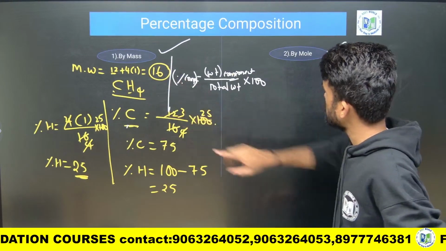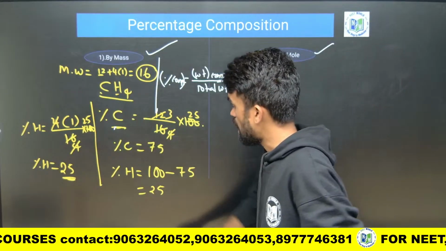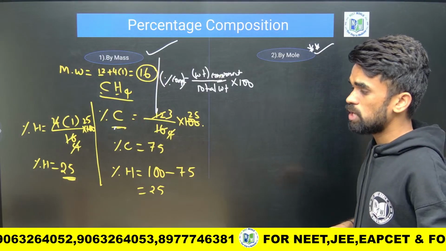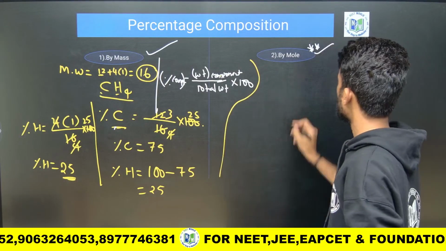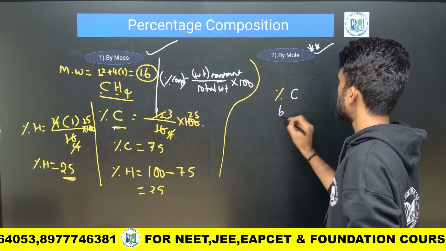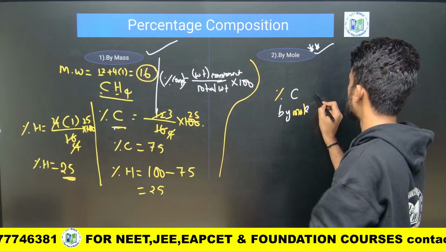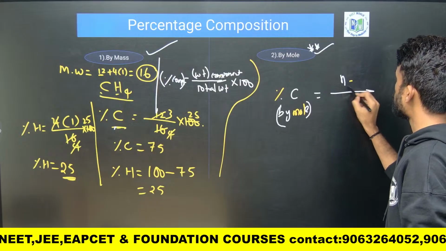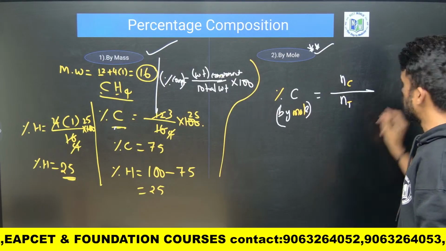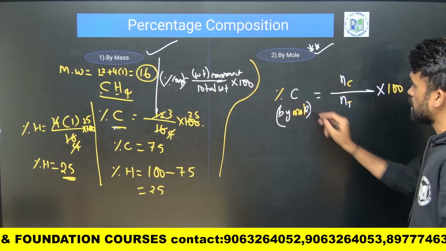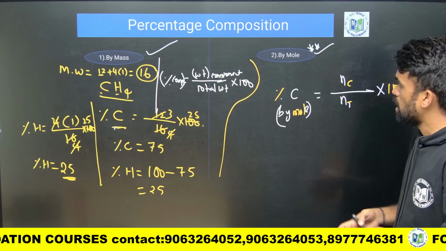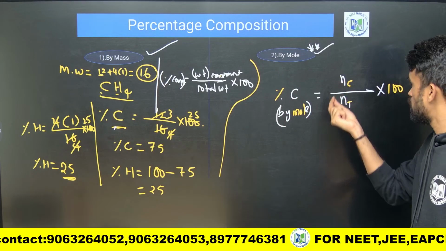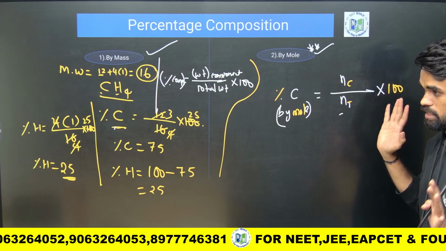Here similar to this we will be having mole percentage, and there is a JEE question based on this mole percentage in the previous year. So let us understand that also. Here percentage of carbon by mole, here I am saying, that is by mass, this is by mole, equals to number of moles of carbon by total number of moles into 100. So it is nothing but percentage composition of a particular component by mole equals to number of moles of that component by total number of moles into 100. That's it. This is the formula you can use here.